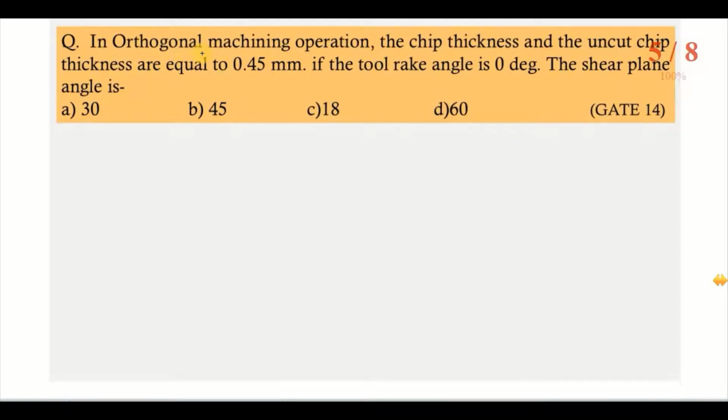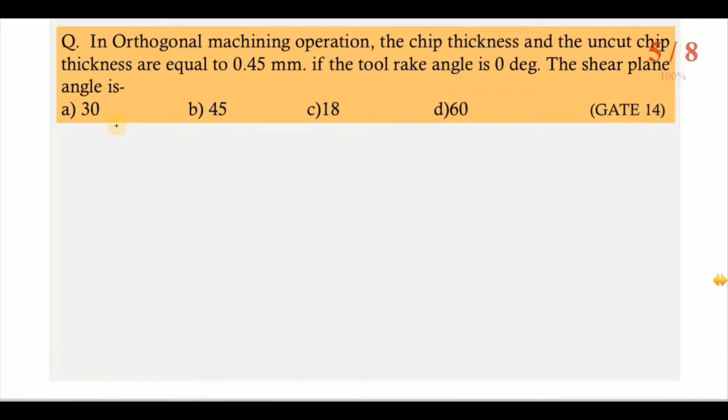First example: in an orthogonal machining operation, the chip thickness and the uncut chip thickness are equal to 0.45 mm. If the tool rake angle is 0 degree, the shear plane angle is what? Either 30, 45, 18 or 60. Among these four, we have to find out what will be the shear plane angle.